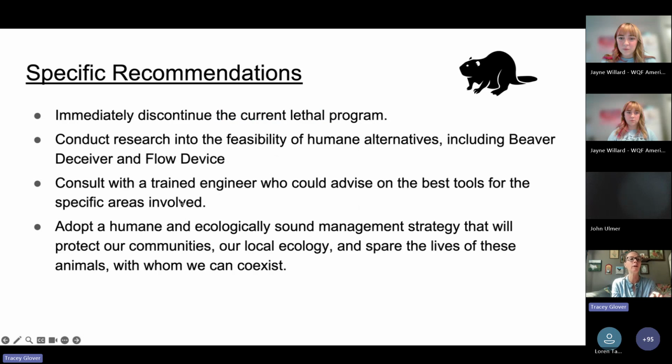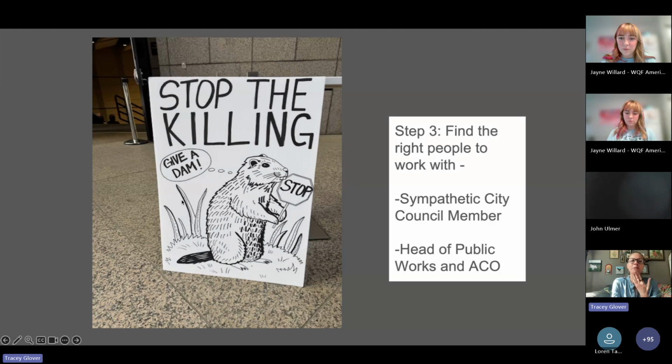Our specific recommendations were to immediately discontinue the current lethal program, to conduct research into the feasibility of humane alternatives, including the beaver deceiver and flow device, to consult with a trained engineer who could advise on the best tools for the specific areas involved, and to adopt a humane and ecologically sound management strategy that would protect the community, the local ecology, and spare the lives of these animals. And I tried to really emphasize the whole philosophy of coexistence. But ultimately, I think I realized that the financial feasibility was maybe the most persuasive argument. After I addressed the city council, I got no questions, not much interaction.